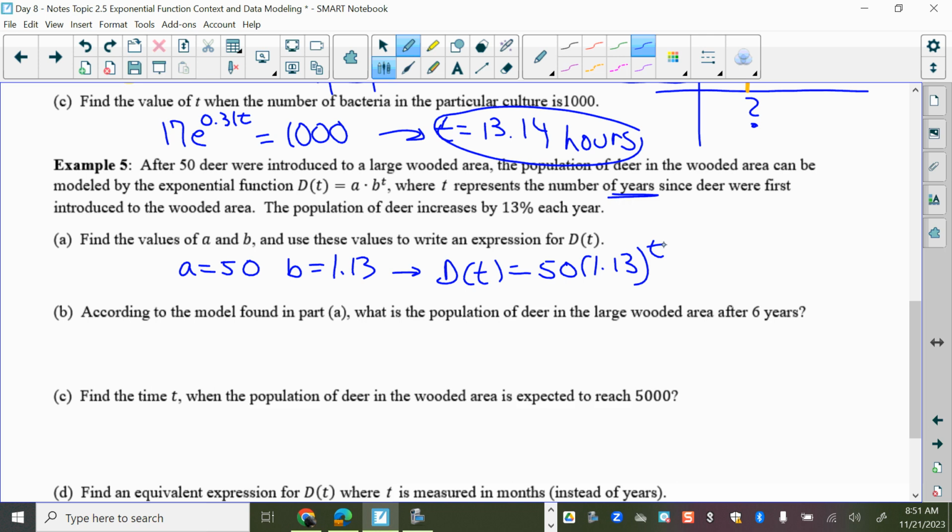All right. So next thing, it wants to know how many deer there are in 6 years. Because maybe I have to let the hunters come out because there are too many deer or something like that. So what we're going to do to find what's happening in 6 years, plug in 6. So, D of 6. All right, you do it.